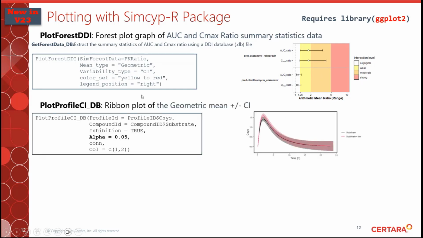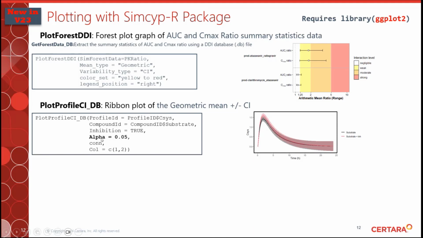Another plotting function that we introduced is the plot forest CI, confidence interval, db function. This produces a ribbon plot consisting of the geometric mean with the confidence interval. For this function, you need to specify the profile ID, in this example systemic concentration profile, and then the compound ID, which is substrate in this case. Inhibition is for if you've run a DDI simulation; you can either say inhibition is equal to true or false. If you say it's equal to true, you will see the simulated profile with and without DDI interaction.